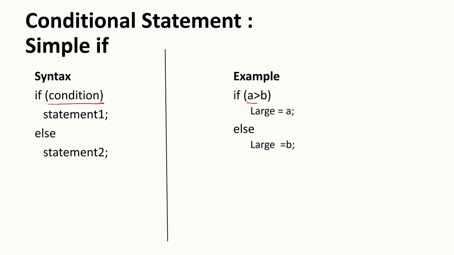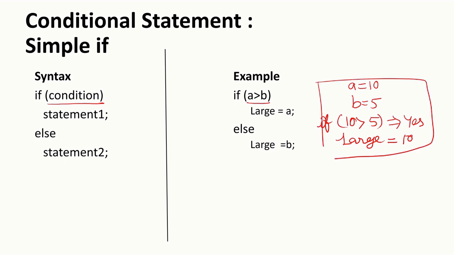Check, this is the condition: if A greater than B, then large is equal to A, else large is equal to B. Imagine A is equal to 10 and B is equal to 5. So when I compare, A is greater than B means 10 is greater than 5. Yes, 10 is greater than 5, so we say large is equal to 10. This is the first case.